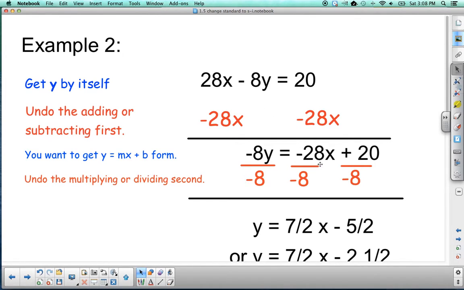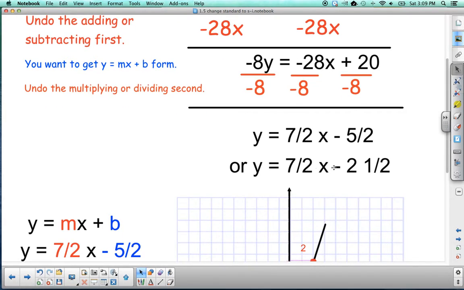Remember again to put the negative 28x in front of the plus 20 because we're trying to get our y equals mx plus b form. Once we've done that, we can go ahead and divide by that negative 8. Make sure, again, you're dividing each term separately. And when you get your result, it's this y equals 7 halves x minus 5 halves.